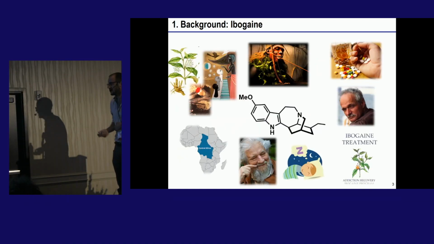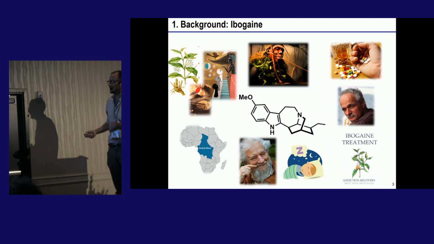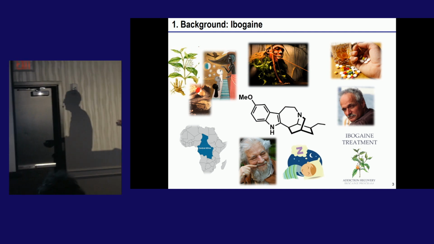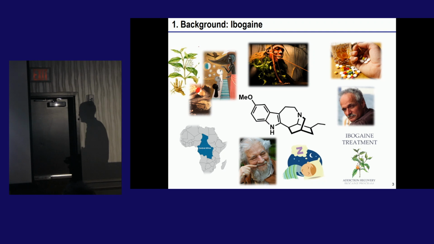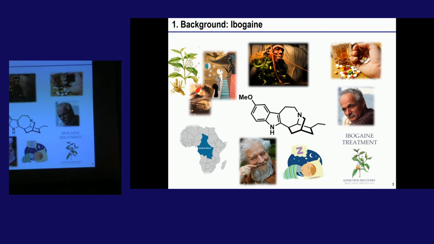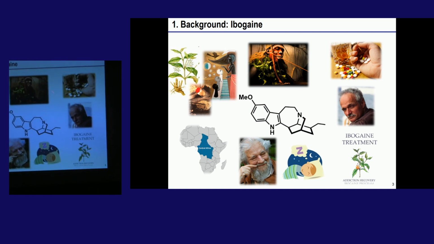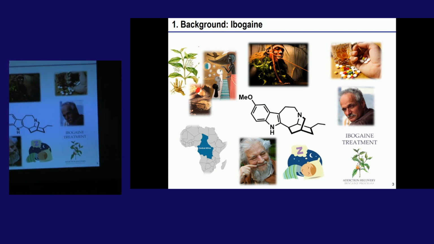So ibogaine is an alkaloid. An alkaloid is a natural product that has a basic nitrogen. Here is the structure of ibogaine. And it was first isolated in Tabernanthe iboga, a tree that grows in Central Africa, in the root bark, actually. It is used for spiritual and religious purposes by the Bwiti tradition.